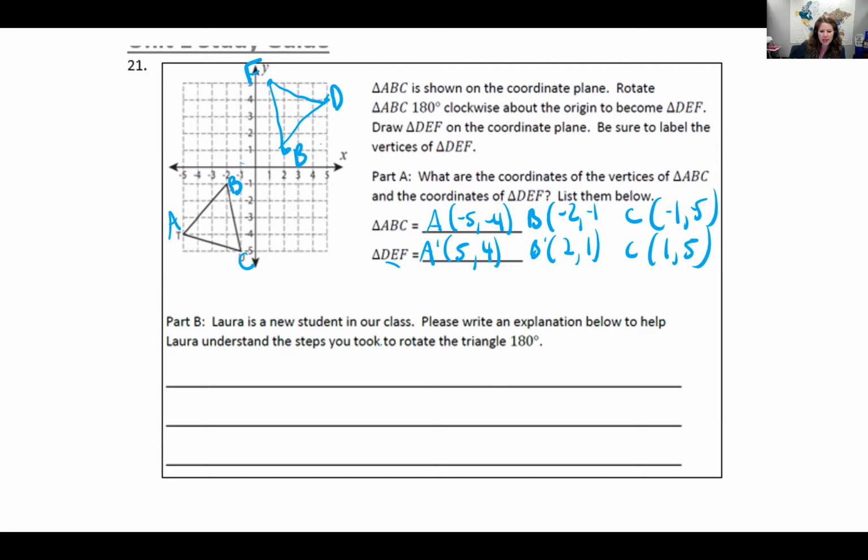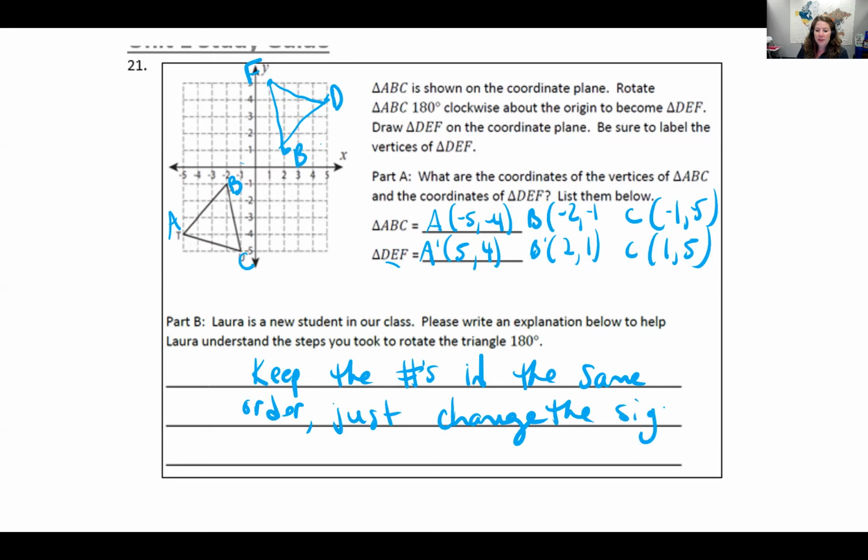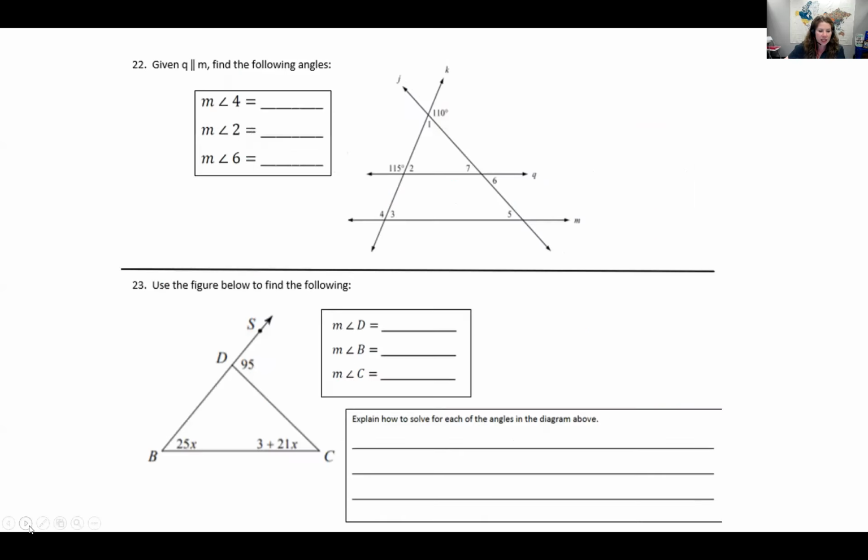Laura is a new student in our class. Please write an explanation below to help Laura understand the steps you took to rotate the triangle. I would say, dear Laura, keep the numbers in the same order, just change the signs. That's what I would tell Laura. See, 5 stayed 5, 4 stayed in the same place, but every single sign changed.